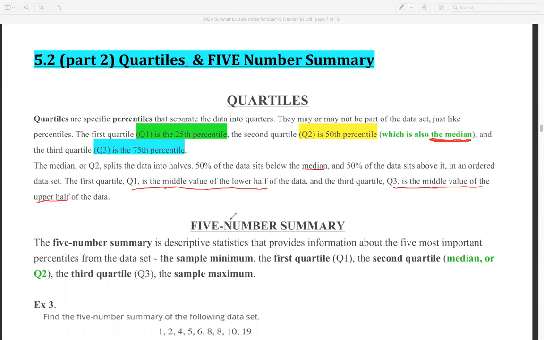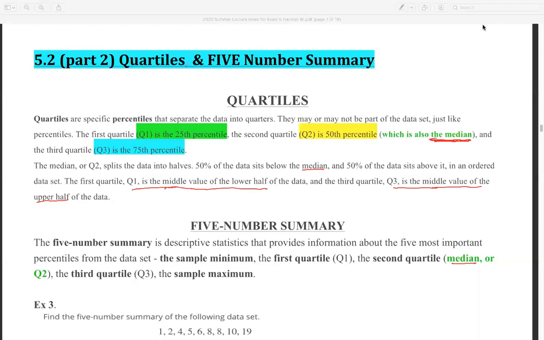Okay, so the five number summary. The five number summary is descriptive statistics that provides information about the five most important percentiles from the data set: the sample minimum, the first quartile, Q1, the second quartile, which is also your median, the third quartile, Q3, and the sample maximum. So we're going to find the five number summary for example 3.